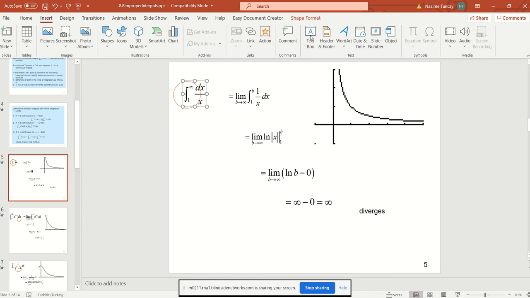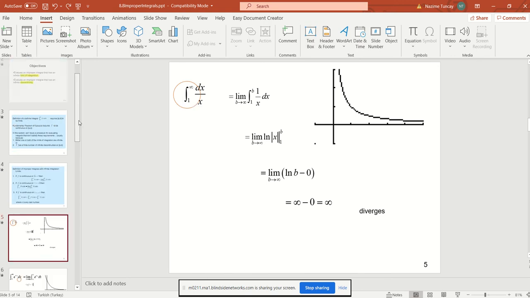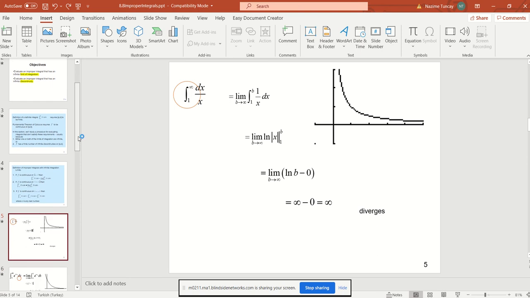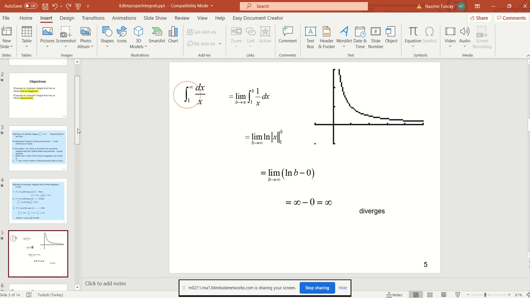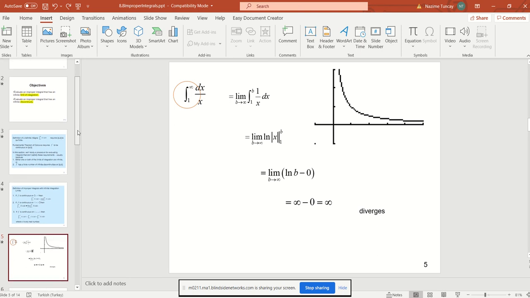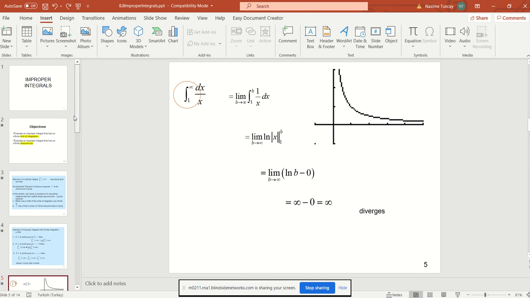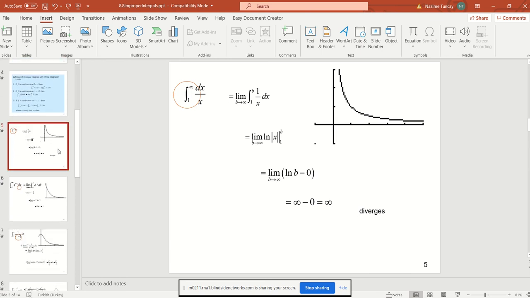For the presentation. Okay, here we are talking about continuous and discontinuous intervals, and we are talking about improper integrals. Here, this is continuous. Why? Because x is defined in this interval from 1 to infinity. Okay, x is defined in this interval, so this is continuous, and we solve it as a limit problem.